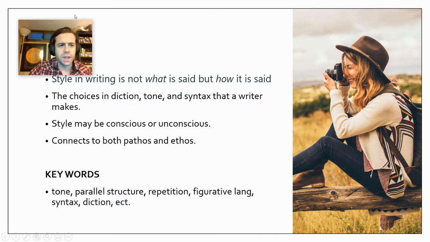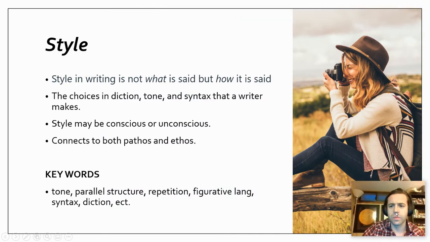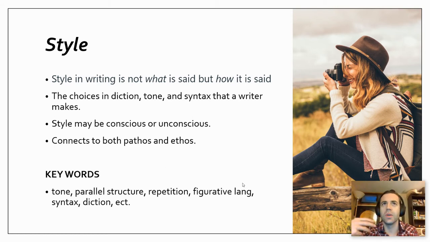So first off, we've got to understand just straight up what is style. It's not what is being said, but how it's being said. The writer is ultimately the one making all of the rhetorical choices. You get to choose your thesis and your evidence, but you also get to choose the words you use, the tone you take towards your subject, and even the order in which you put your words. That all matters, right?